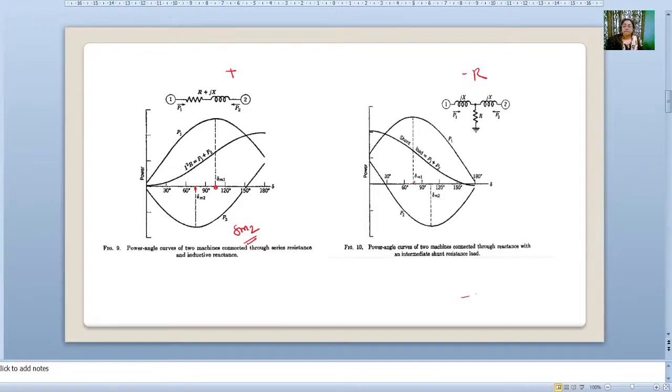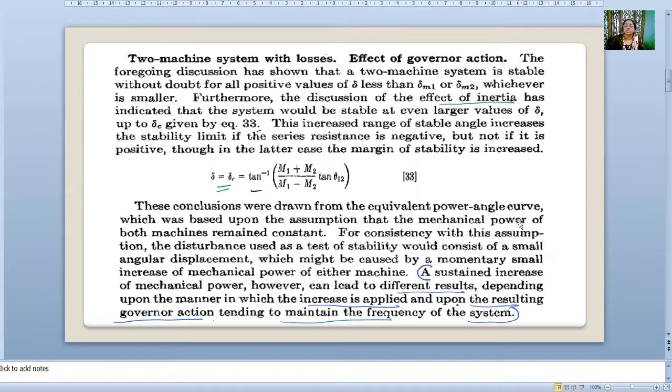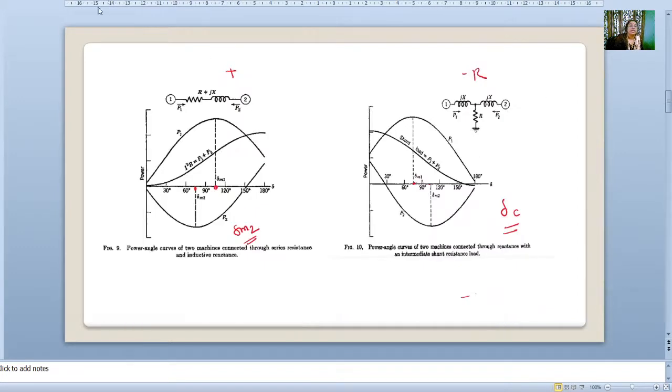In negative resistance, del m1 is less than del m2. So what to take? As we know, we consider the smaller angle for the steady state stability limit. So in negative resistance we will consider del c, the critical angle, that is given by equation 33. Del c is tan inverse of (m1 plus m2) divided by (m1 minus m2), into tan of theta 1 2.